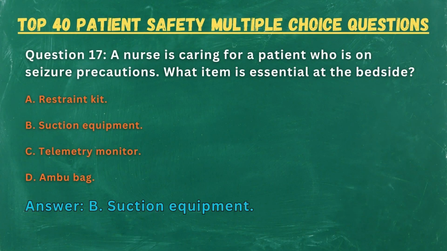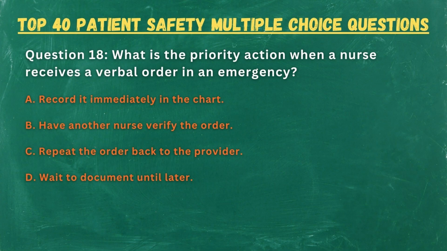Answer: B. Suction equipment. Question 18. What is the priority action when a nurse receives a verbal order in an emergency? A. Record it immediately in the chart. B. Have another nurse verify the order. C. Repeat the order back to the provider. D. Wait to document until later.